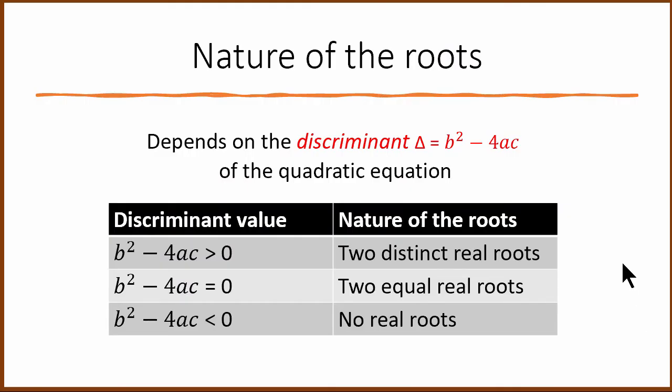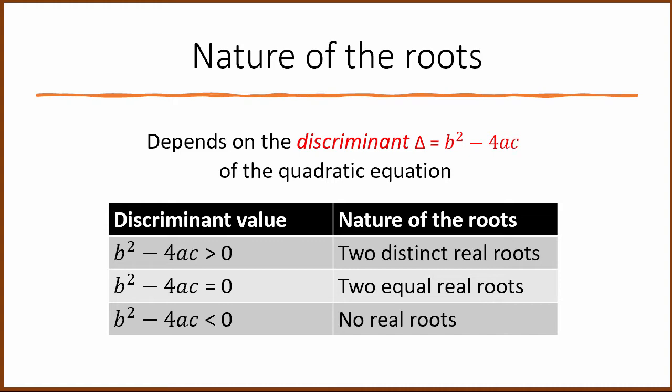Now the nature of the roots depends on something called discriminant. This is a new term, discriminant. What is discriminant of a quadratic equation? A discriminant of a quadratic equation is b square minus 4ac term. b square minus 4ac term is the discriminant of a quadratic equation.